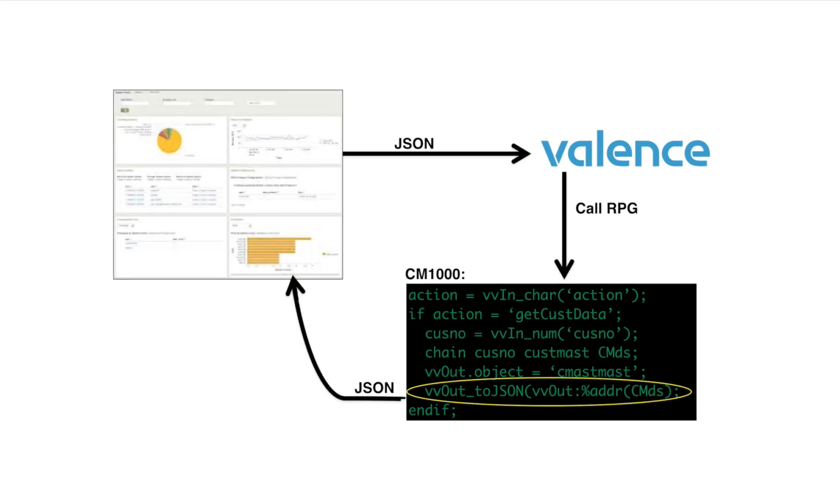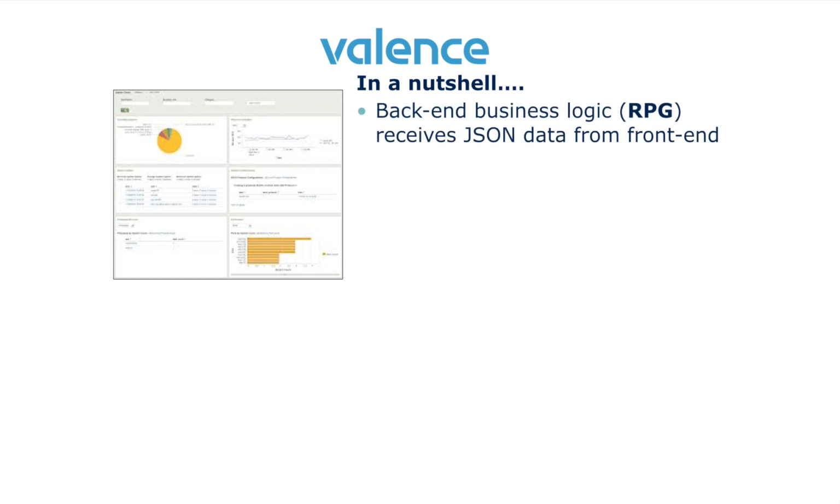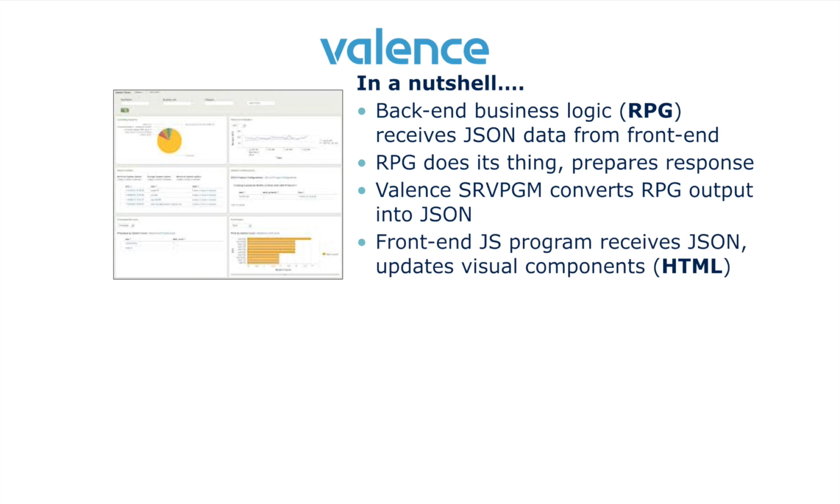Now, this particular RPG example is using native I/O to send data out to the browser, but there are many other ways to use the Valence service program, and a more common way is to use SQL. So, in a nutshell, what's happening with Valence is you have your back-end business logic written in RPG that receives JSON data from the front end. Your RPG does its thing after retrieving it through the service program and prepares a response. And then you use that Valence service program to convert your output into JSON that the front end can interpret, which will receive that JSON and update the visual components. And then you just kind of lather, rinse, repeat. That is, in a nutshell, how these single-page web apps work.